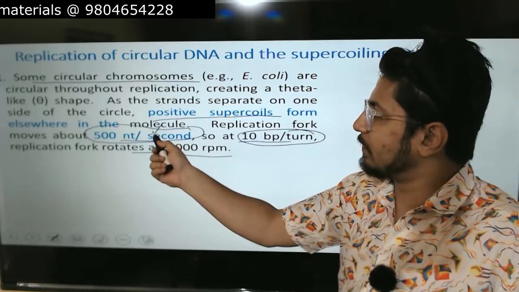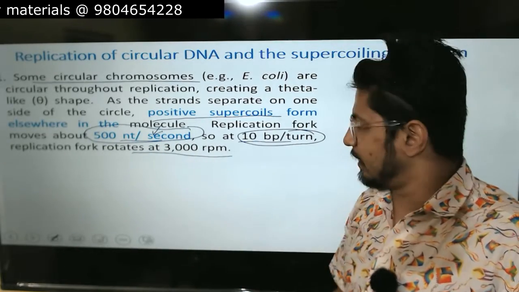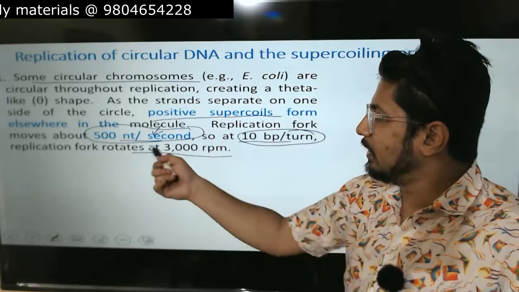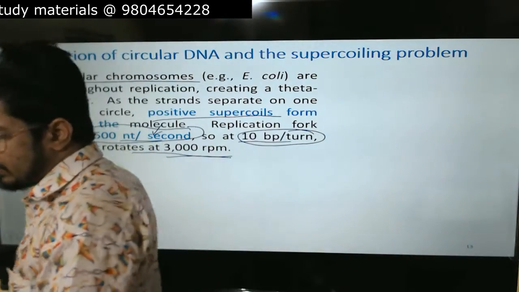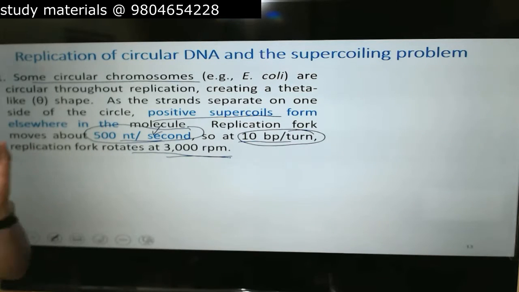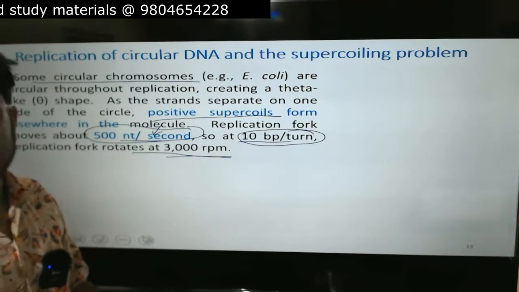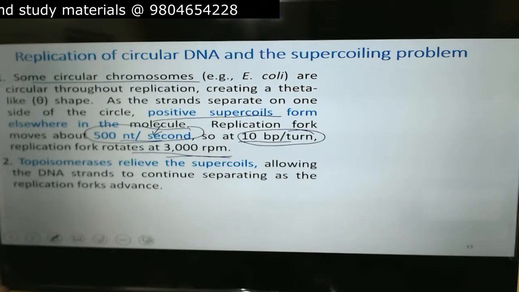So this is processivity or polymerization rate. Polymerization rate, 10 base pairs per turn, and 3000 rpm is the rotatability. Now this movement is continuous, and as a result, further upstream will have supercoils, positive supercoils.